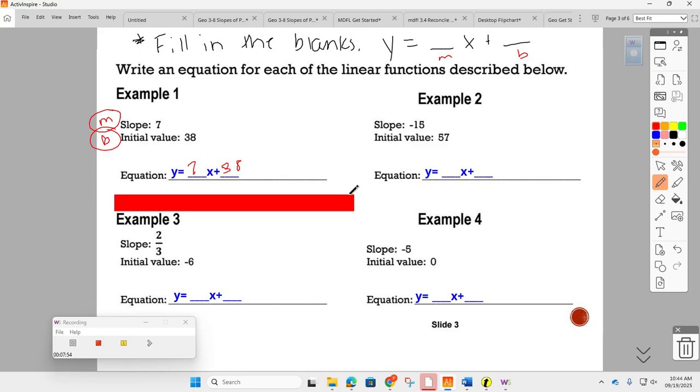Example 2, slope and initial value. So slope and y-intercept. Fill in the blank. You can have a negative slope, or the slope can be a fraction.